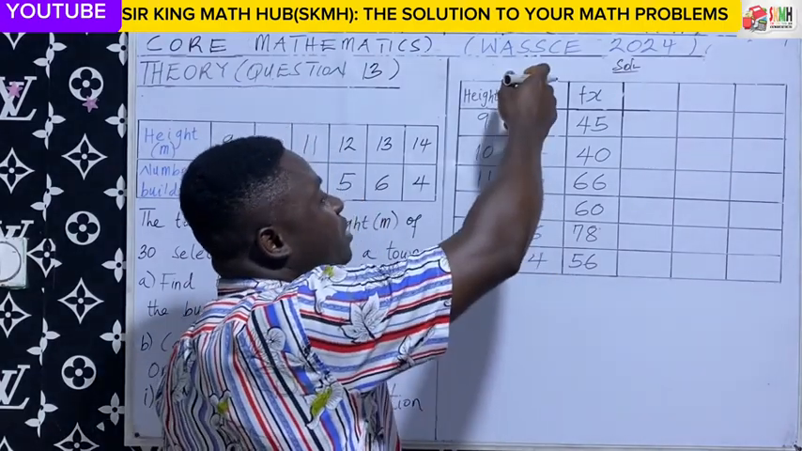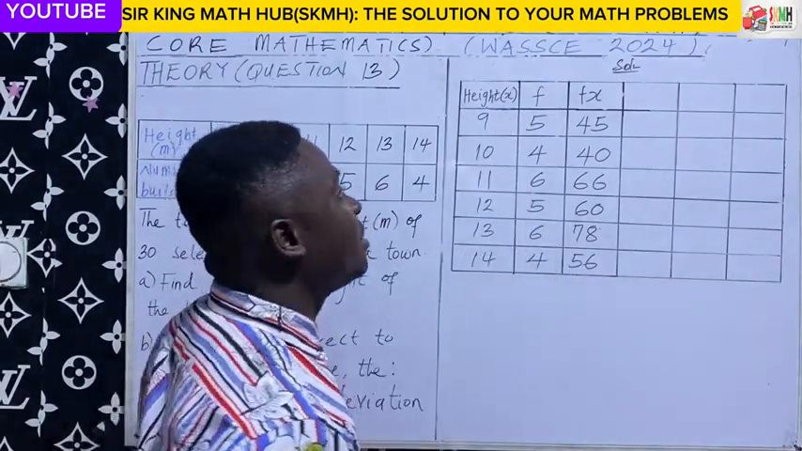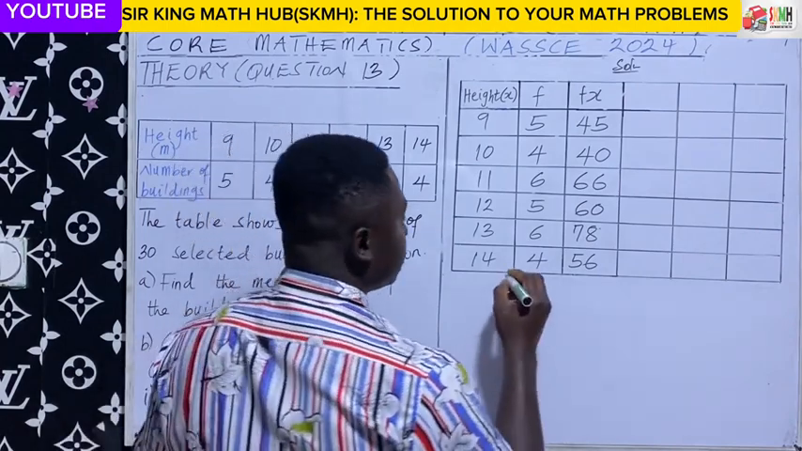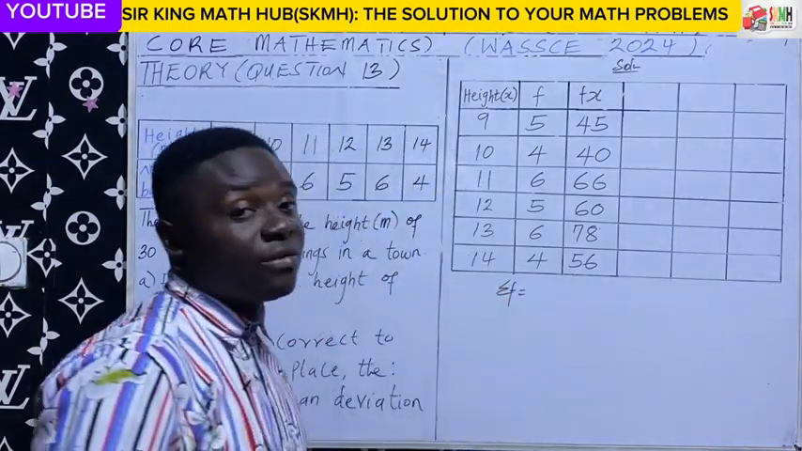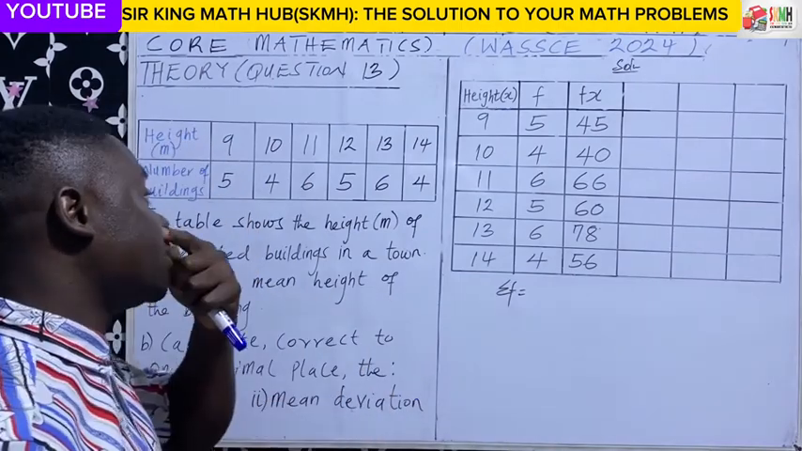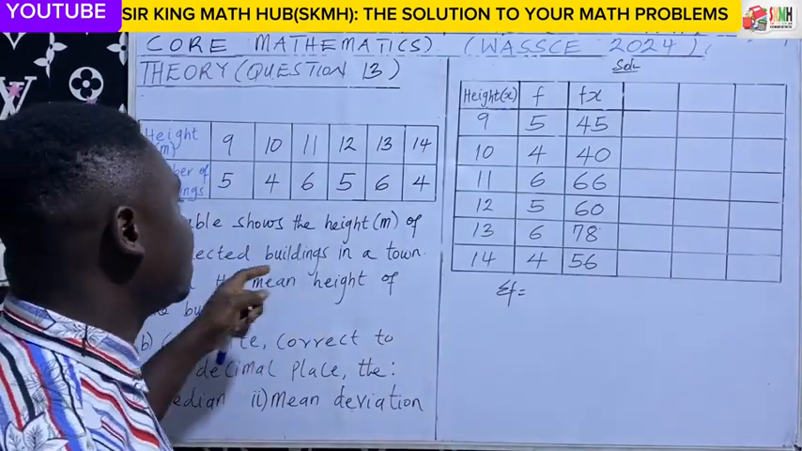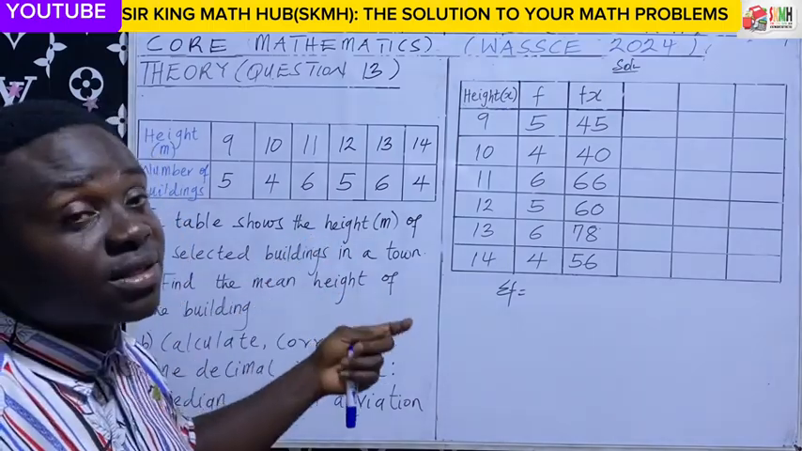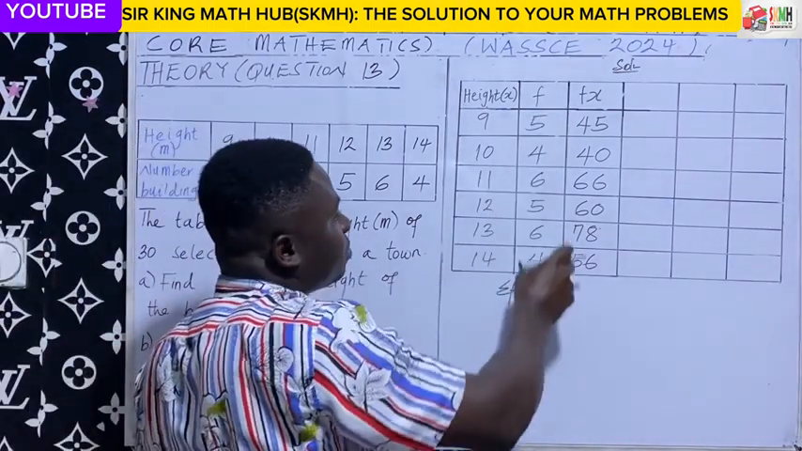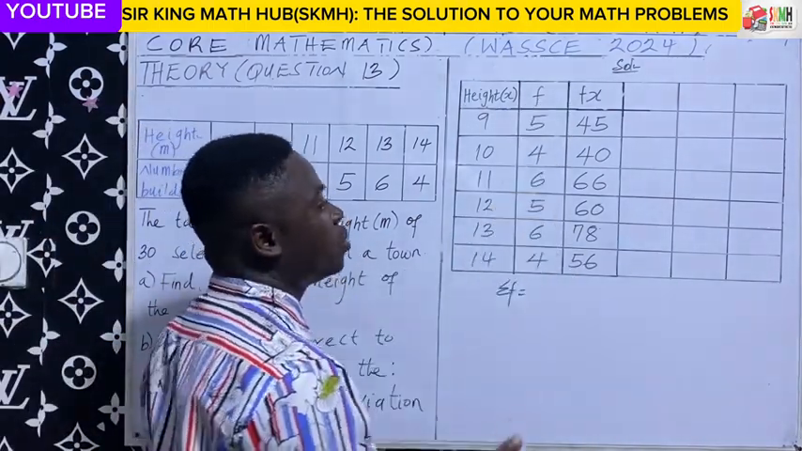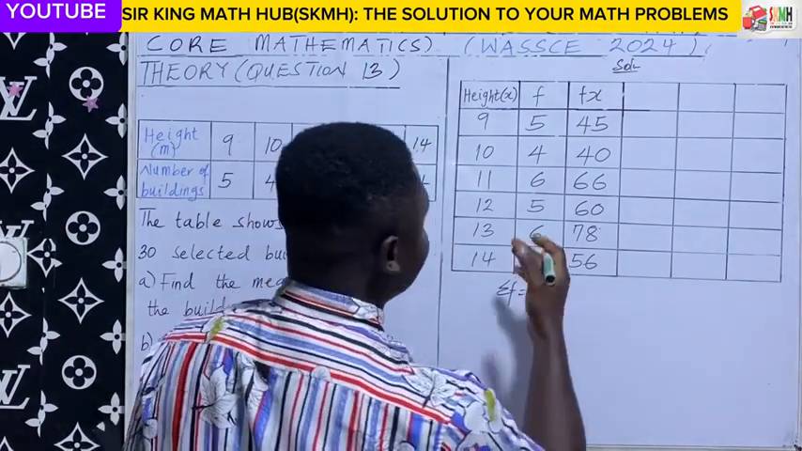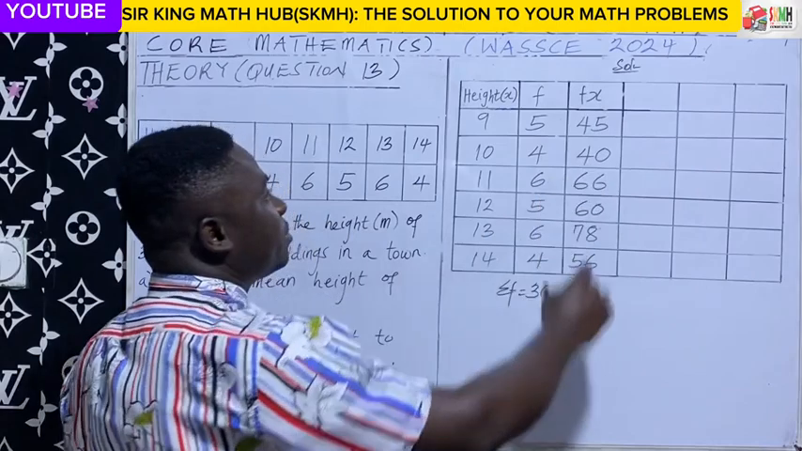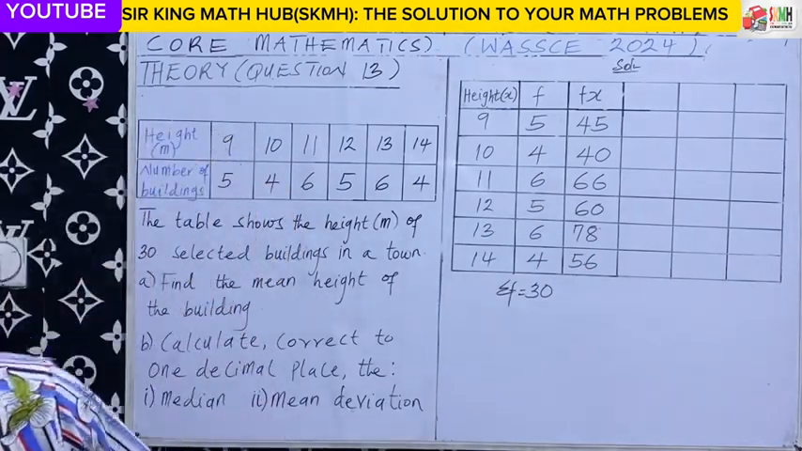So now, the next thing we do is to find summation F. Summation F here means we should sum up all the numbers under the frequency column. For this particular question, the summation F has been given because we were told that there are 30 selected buildings. So when we sum up the numbers in the frequency column, it should give us 30. We can also verify.